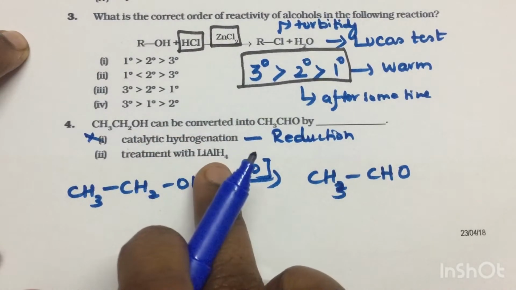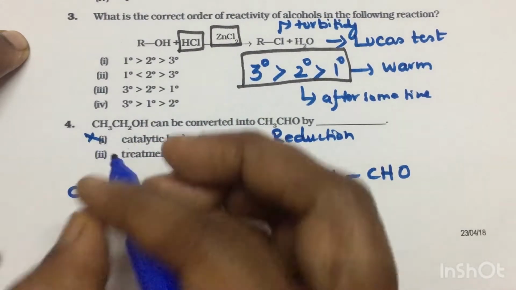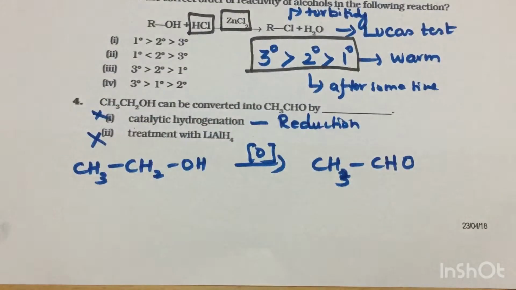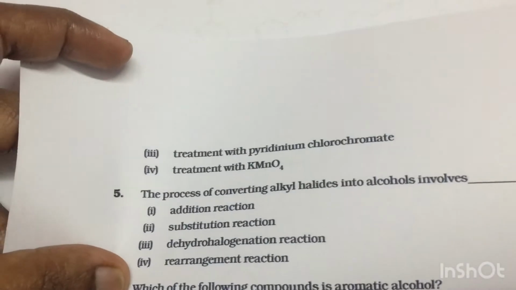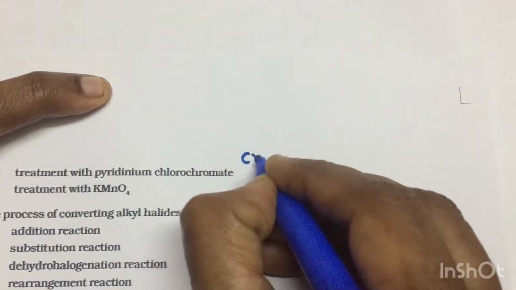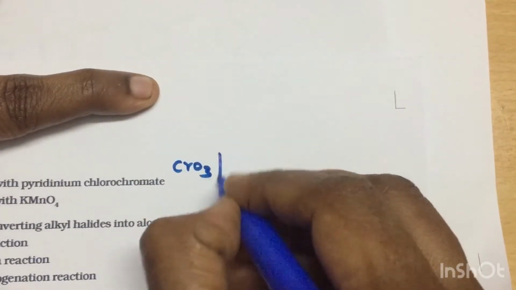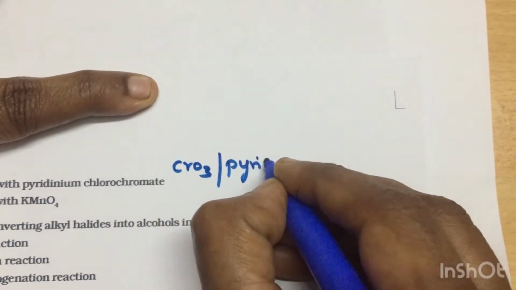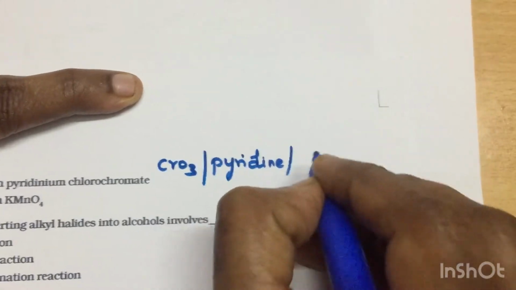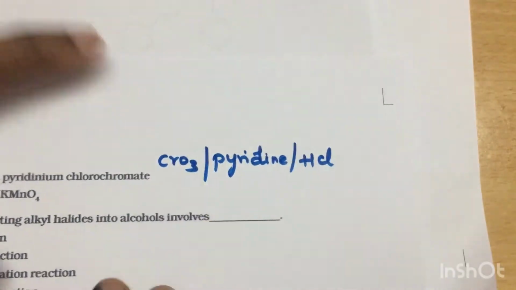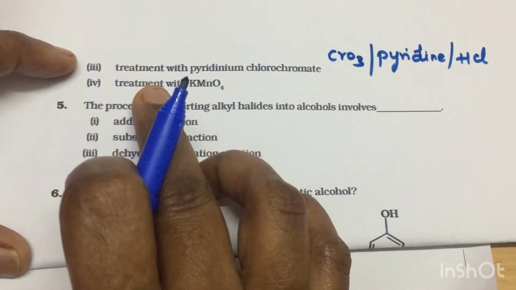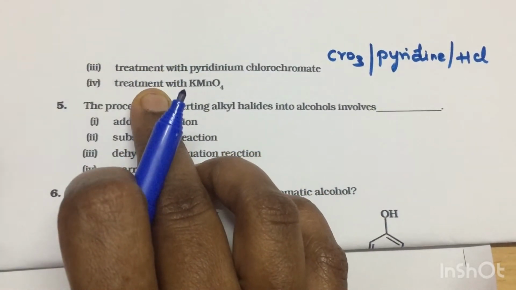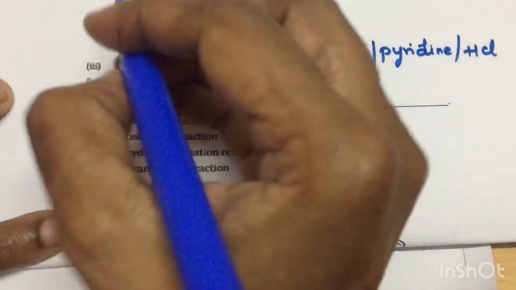Also treatment with lithium aluminum hydride, this is also a reducing agent. We need an oxidizing agent. So what are the other two options? The other two options are treatment with pyridinium chlorochromate. So what is pyridinium chlorochromate? It is a combination of chromium trioxide with the pyridine, okay, and HCl. So this is pyridinium chlorochromate and treatment with KMnO4. These two are oxidizing agents. Among these two, you have to select only one. So I select this one.